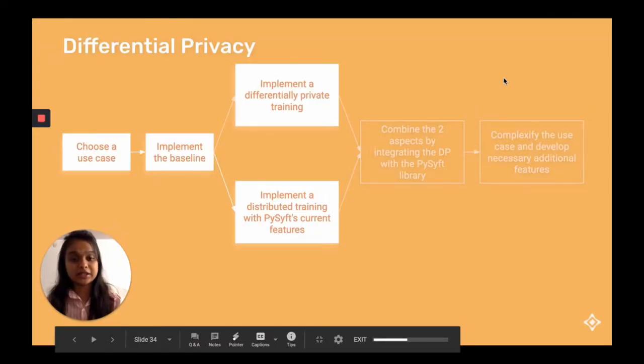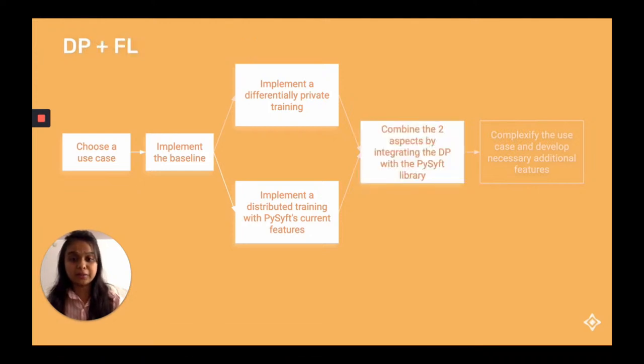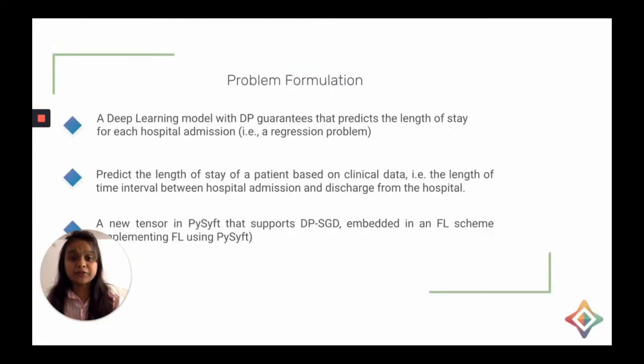Now that we got an idea of federated learning and differential privacy, let's talk about how we can combine these two mechanisms to the existing PySyft library. Our problem formulation has three steps. First, we build a deep learning model with DP guarantees that predicts the length of stay for each hospital admission. Next, we apply this model to predict the length of stay of a patient based on clinical data. And finally, we add a new tensor in PySyft that supports DP-SGD embedded in an FL scheme inside PySyft.